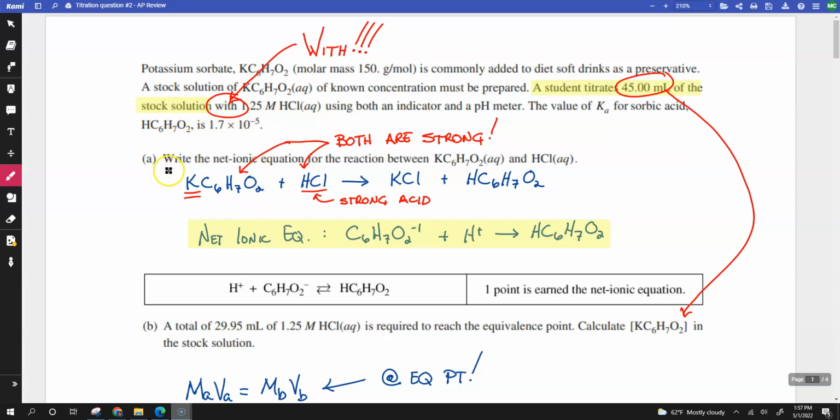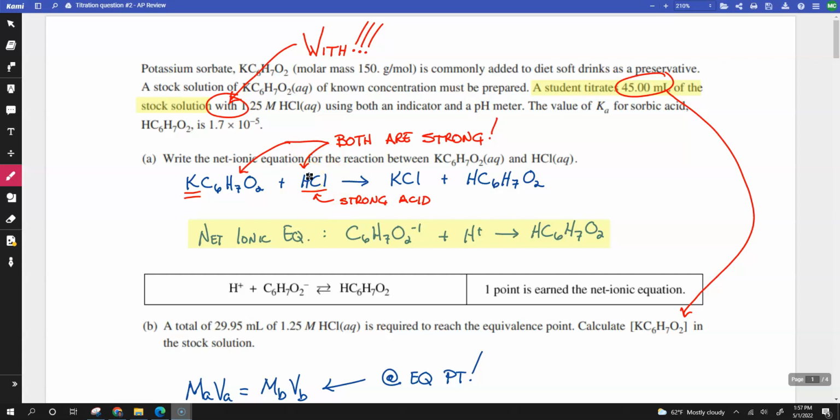Part A asks you to write the net ionic equation for the reaction between the potassium sorbate and the hydrochloric acid. Remember that when we talk about net ionic equations, we only involve those ions that are making something or things that are changing. So we know that potassium sorbate is a strong salt because we have potassium. The sorbate we don't know that much about, but again, anything with a group 1A metal is going to be strong, so that means it'll break apart completely. Hydrochloric acid is also strong. We know that to be one of our 6 strong acids.